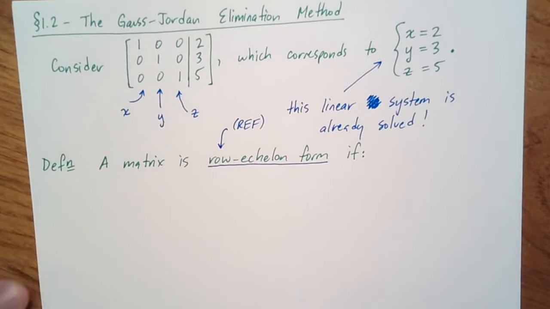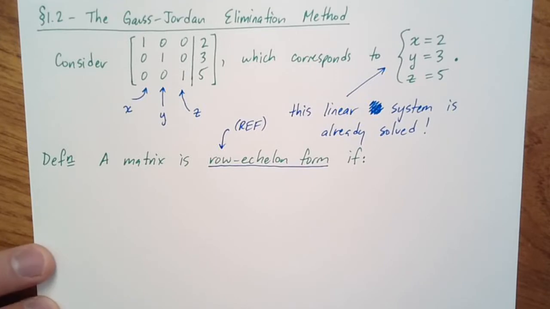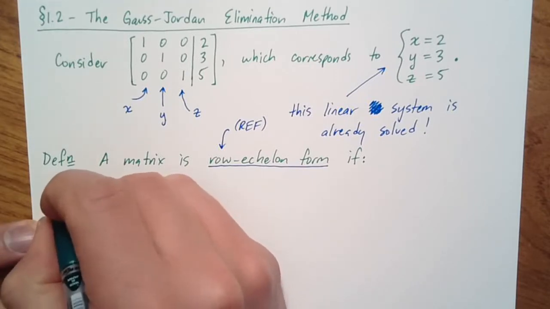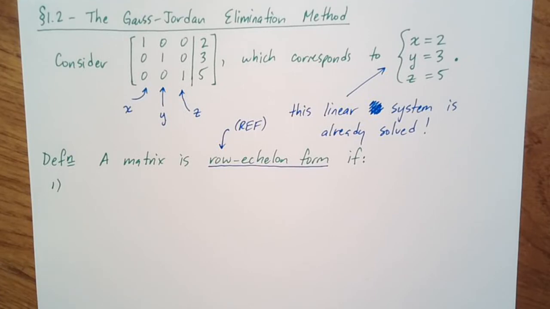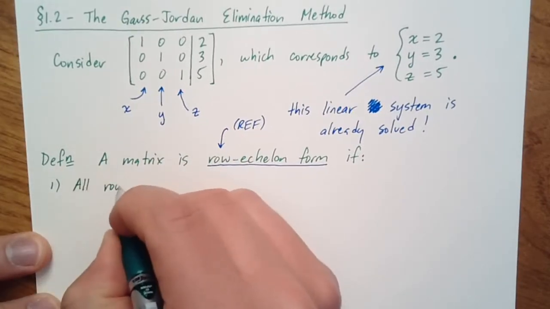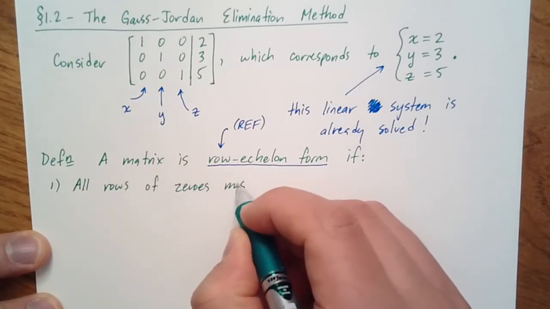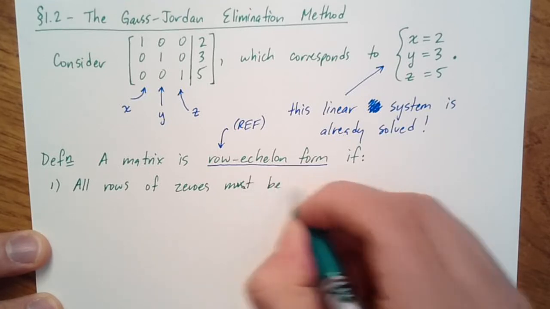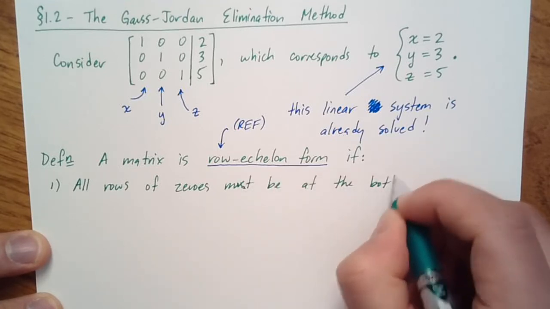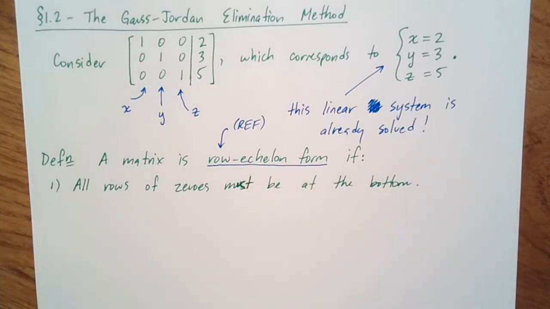So row echelon form, if you're writing that down, you can save some time by just writing REF in brackets, and that's standard notation. So what are the 3 conditions that it has to satisfy? Well, the first condition says that if you have any rows of zeros, meaning rows in which every entry is a 0, then they must be at the bottom of the matrix. So all rows of zeros must be at the bottom. That's the first condition.